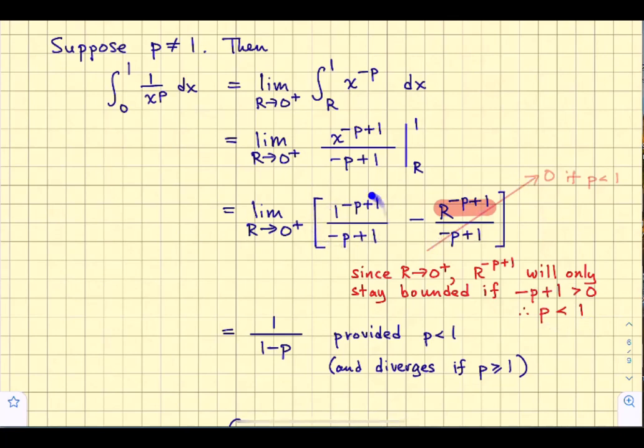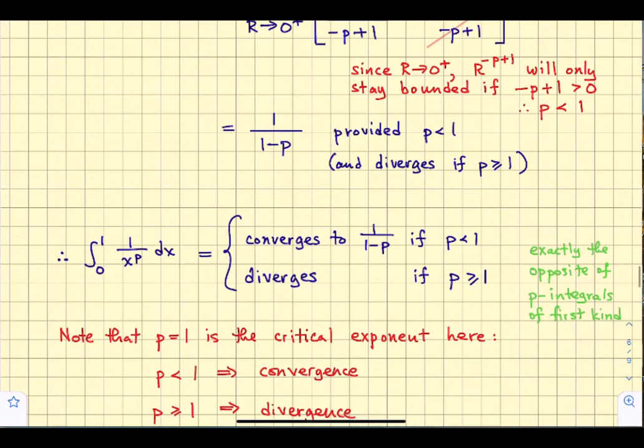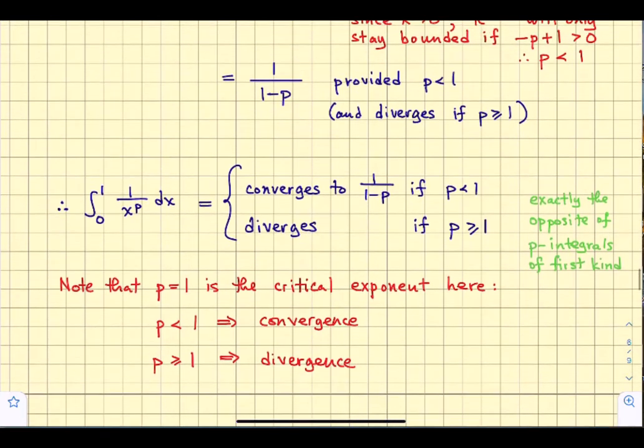This term just is what it is, which is 1 over 1 minus p, provided that p is less than 1. And so this improper integral of the second kind, this p integral of the second kind, converges provided p is less than 1, and it diverges if p is greater than or equal to 1. And we summarize that here. The p integral of the second kind converges when p is less than 1, and when it converges, it converges to the value of 1 over 1 minus p, and it diverges if p is greater than or equal to 1.